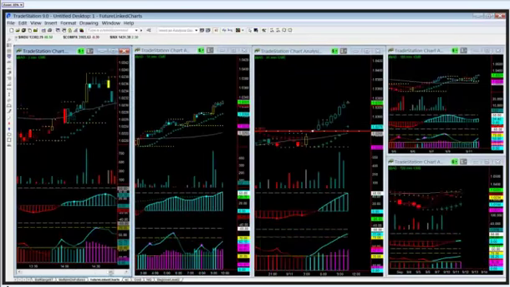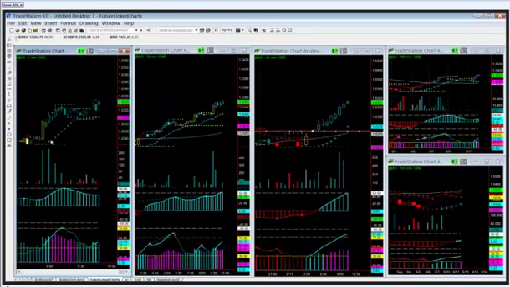Then we have the ATR stop. The ATR stop is this plus sign, and it is built into the THD trend indicator. It is either below price or it will be above price. If it is above price, it will be red. If it is below the price, it will be blue.